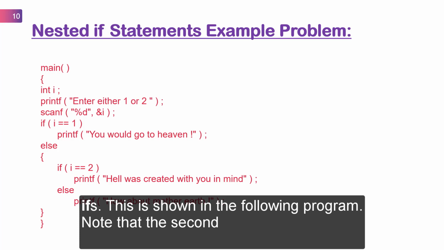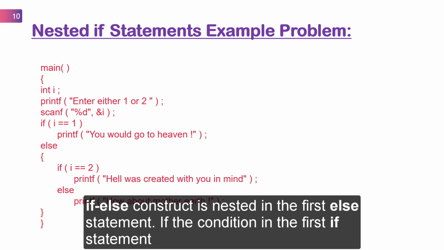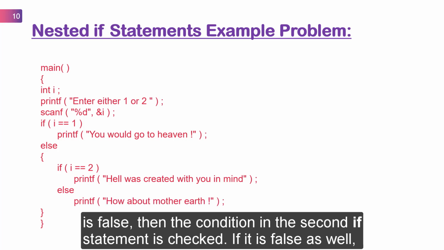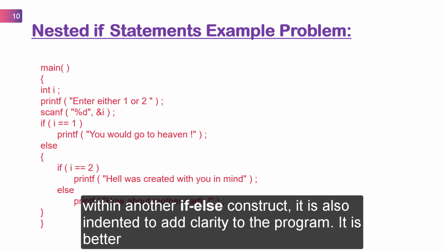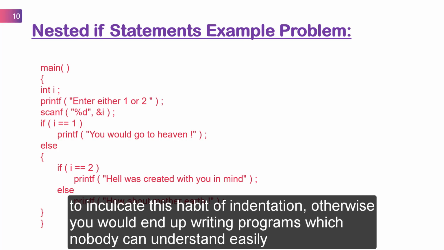Note that the second if-else construct is nested in the first else statement. If the condition in the first if statement is false, then the condition in the second if statement is checked. If it is false as well, then the final else statement is executed. You can see in the program how each time an if-else construct is nested within another if-else construct. It is also indented to add clarity to the program. It is better to inculcate this habit of indentation, otherwise you will end up writing programs which nobody can understand easily at a later date.